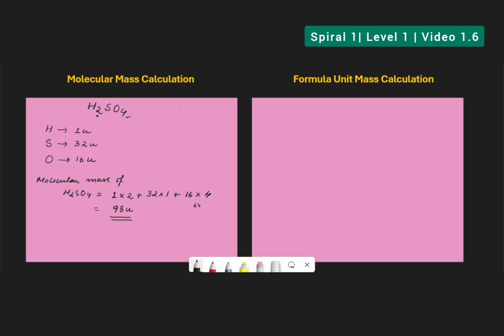Now try calculating C12H22O11 and leave the answer in the comment section. Next we will discuss formula unit mass calculation.